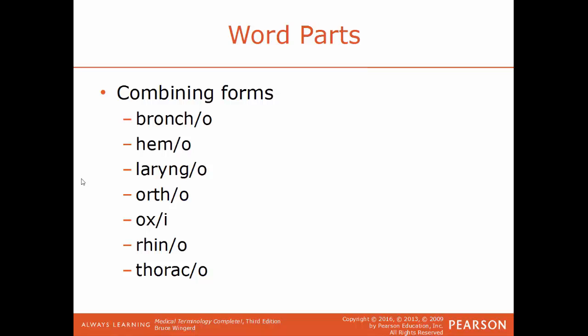Oxy is a reference to oxygen. Rhino is a reference to nose. And thoraco is a reference to the thoracic cavity or the thoracic cage.